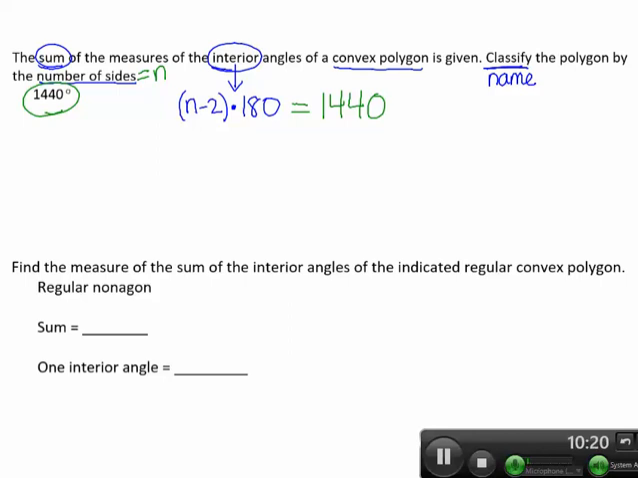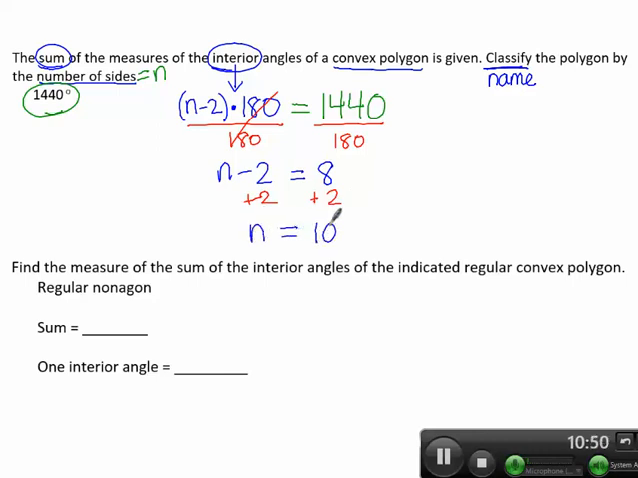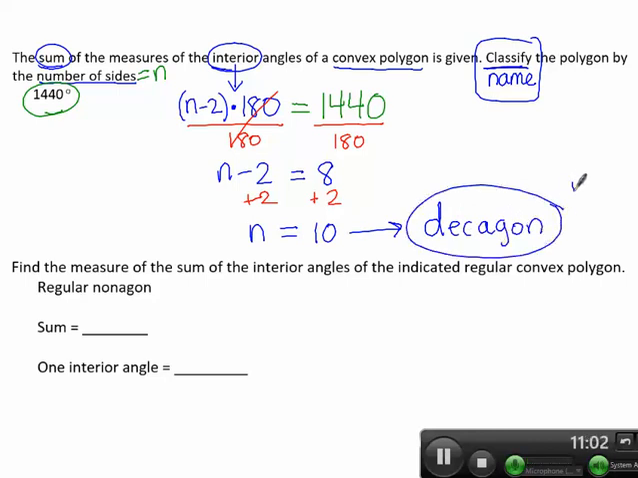So let's solve this equation. I want to get the n by itself, and this expression is multiplied to 180. So the inverse operation of that is divide by 180. That gives me the n minus 2 all by itself, which now I don't need parentheses because there's nothing next to the n minus 2, and 1440 divided by 180 makes 8. Next, I add 2 to both sides. Adding 2 to both sides leaves me with n equal to 10. There are 10 sides, and to classify the polygon means I'll name it. 10 sides is a decagon. Cool.